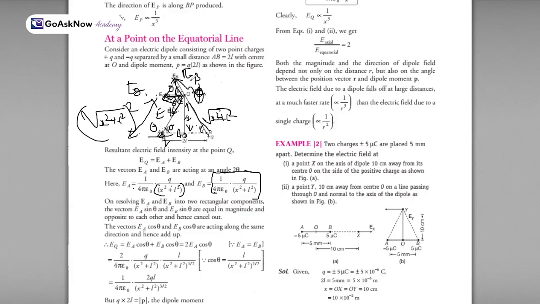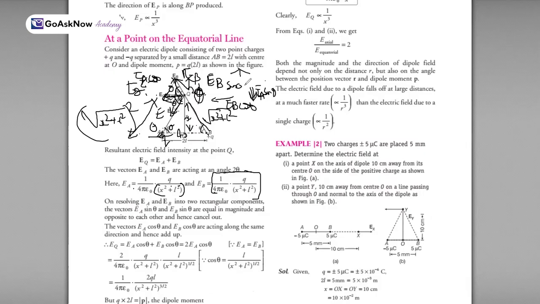Here EB, if you resolve it, this is EB sine theta, and this is EB cos theta. Okay, this direction EB cos theta, and here you have this EA. So EA cos theta is in this direction, okay, and EA sine theta is in this direction. Okay, EA sine theta. So the sine theta terms are equal because the electric fields are equal, and the sine theta terms are opposite in direction. That EB sine theta is in the upward direction and EA sine theta is in the downward direction.